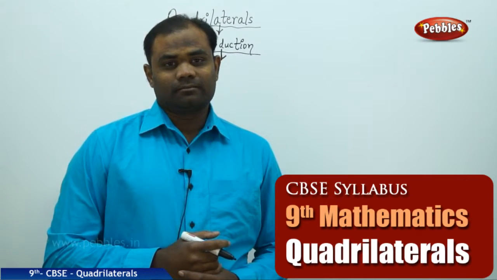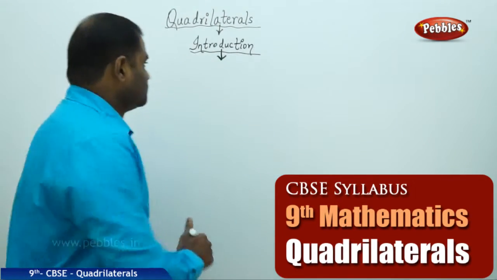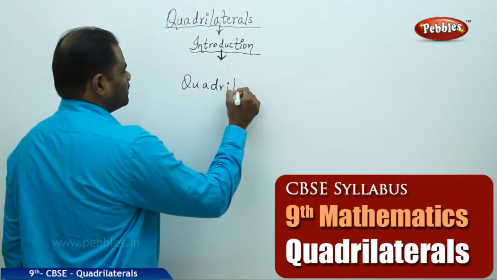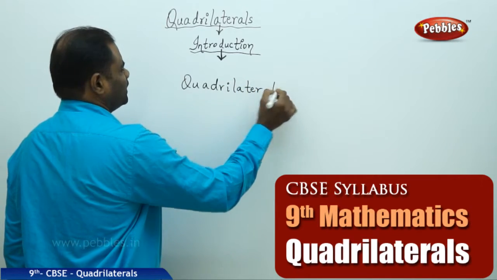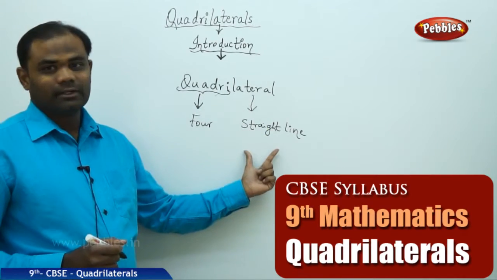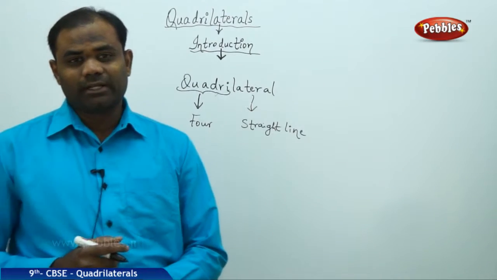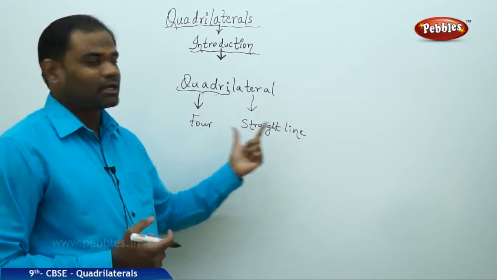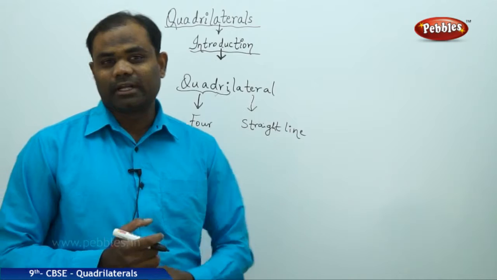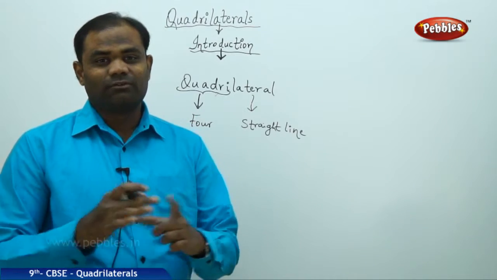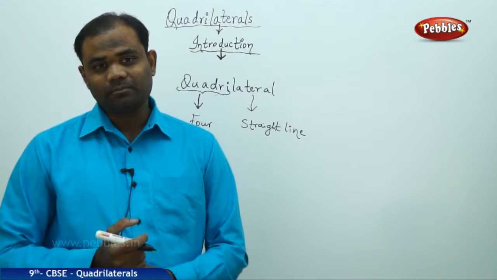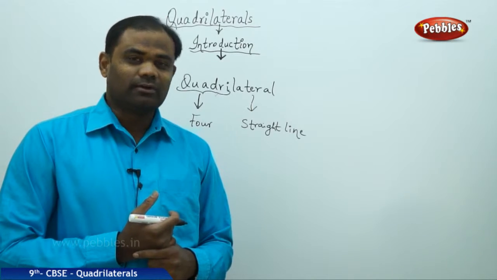Let's see the introduction. A quadrilateral, which we have as the word quadrilateral. Lateral, the second word of quadrilateral, refers to a straight line, and quadri refers to four. So a quadrilateral is a four-sided figure formed by four straight lines, which enclose together to form the quadrilateral.